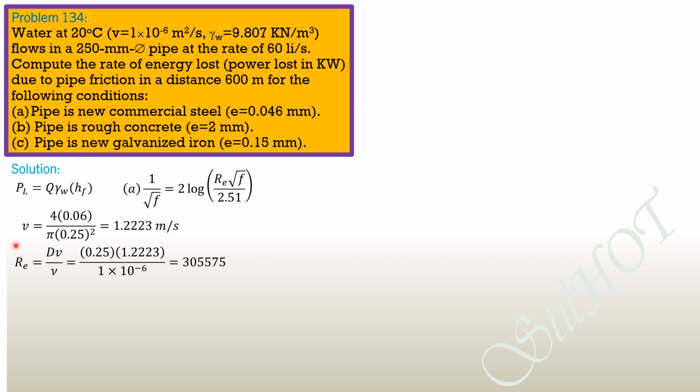Then we substitute into this formula here. So 1 over square root of f equals 2 log of 305,575 square root of f over 2.51. And using your high-tech calculator, f is 0.01441. So this is a low value, simply the friction factor for smooth pipe.